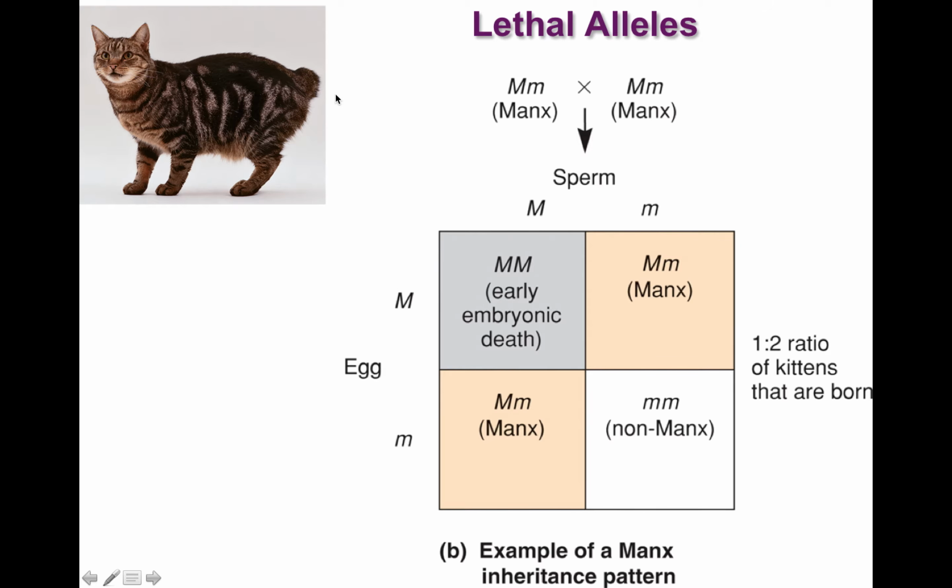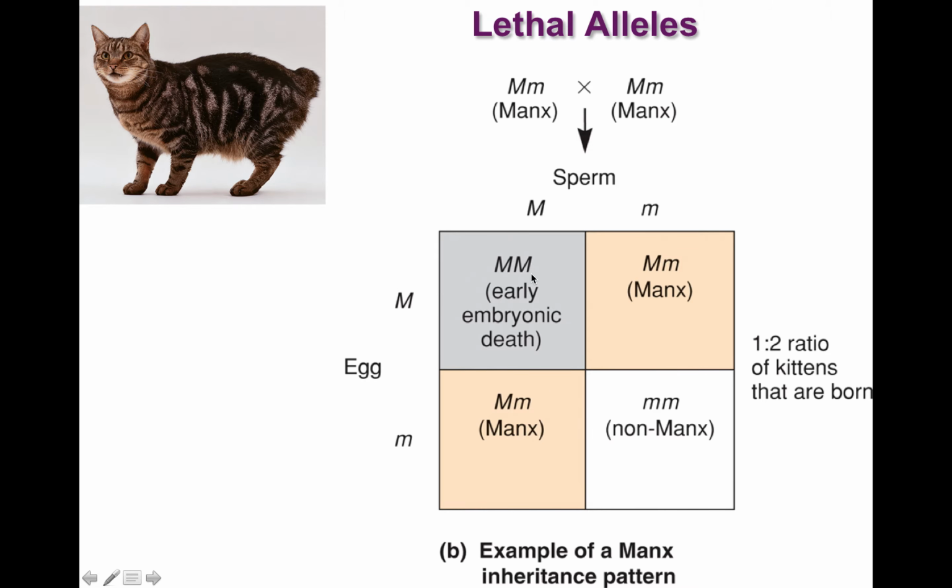The Manx allele is dominant. So if you inherit one of the Manx alleles, big M, you end up with a cat that has this short stubby tail. If you cross one Manx cat with another Manx cat, you'll end up with these type of sperm and these type of eggs. And when you fill in the Punnett square, you end up with a 1 to 2 to 1 genotypic ratio.